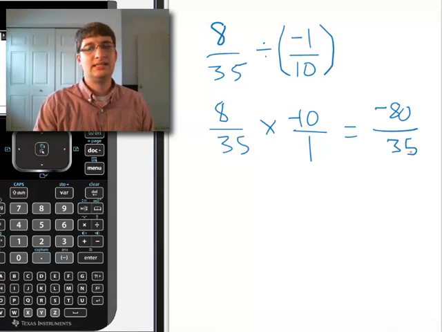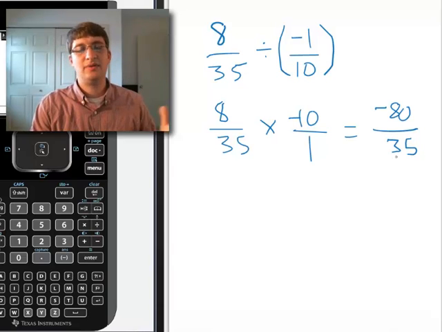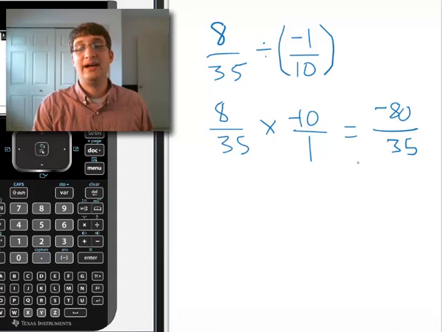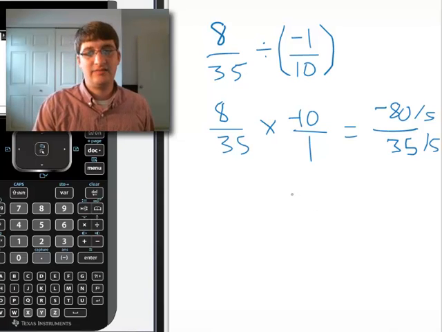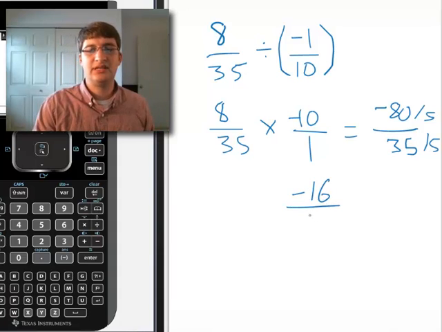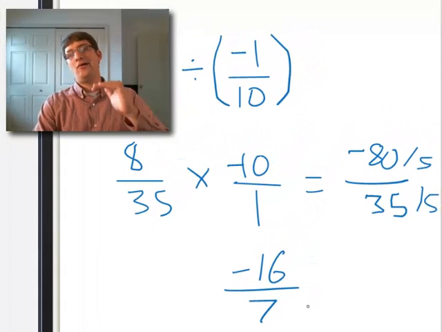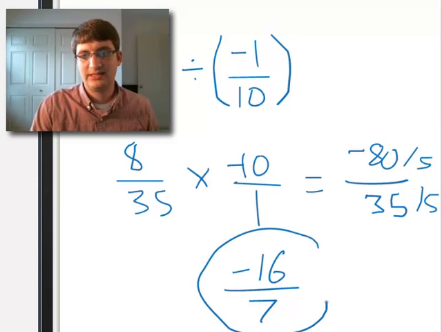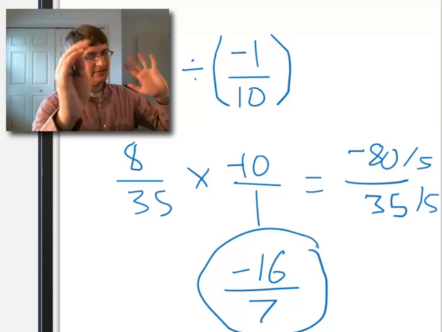Okay, we know that this is reducible. So let's look at the top and the bottom. They're both divisible by 5. So I'm going to divide the top and bottom by 5, okay? And that will help reduce. So negative 80 divided by 5 is going to give us negative 16. And then 35 divided by 5 is just going to give us a 7. So negative 16 over 7 is the correct answer. Again, both of these are not divisible by anything other than 1, so we are done.